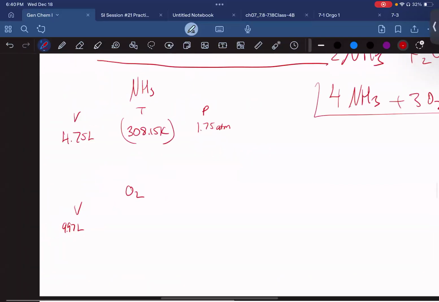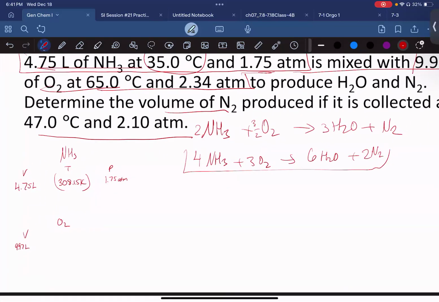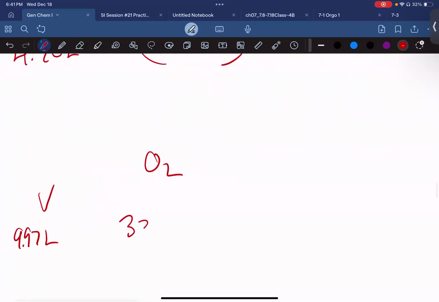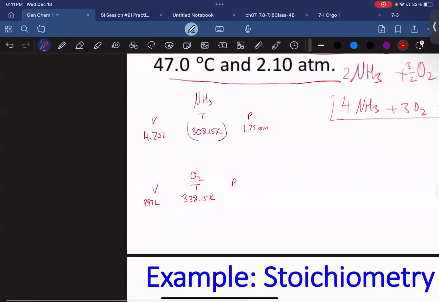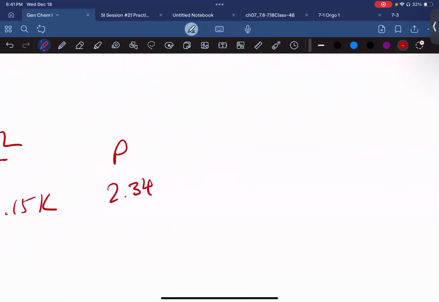It is a lot more than 65.0. 30. It is 338.15 Kelvin, right? This is T. Pressure is 2.34 ATM.